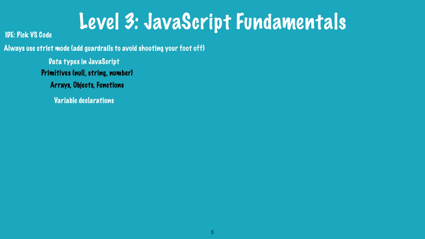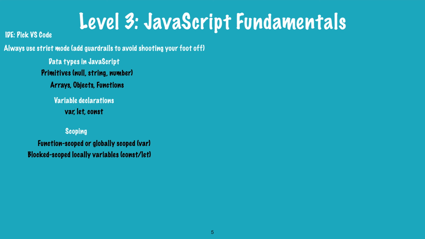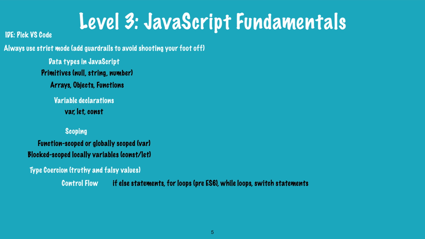Then you want to learn about variable declarations. So you want to learn about var, let, and const. And as you're learning about variable declarations, you learn about scoping. And you want to learn about function scope versus globally scoped. And you also want to learn about block scoped variables. You then want to spend some time here and learn about type coercion. So you want to learn about truthy and falsy values in JavaScript. And only then should you look at control flow, right? You want to look at the if-else statements and for loops. You want to look at pre-ES6, and by ES6, I mean modern JavaScript.